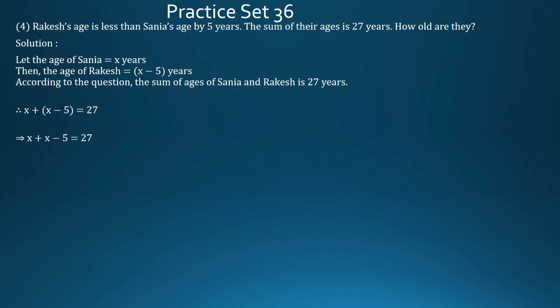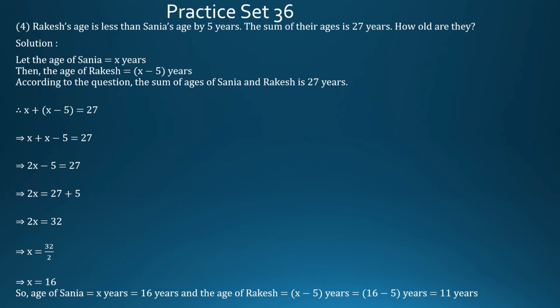We are going to solve this equation first. So we will have x plus x minus 5 is equal to 27, which will become 2x minus 5 is equal to 27, which will become 2x is equal to 27 plus 5. So 2x is equal to 27 plus 5 is 32. So 2x is equal to 32. So x will be equal to 32 divided by 2.